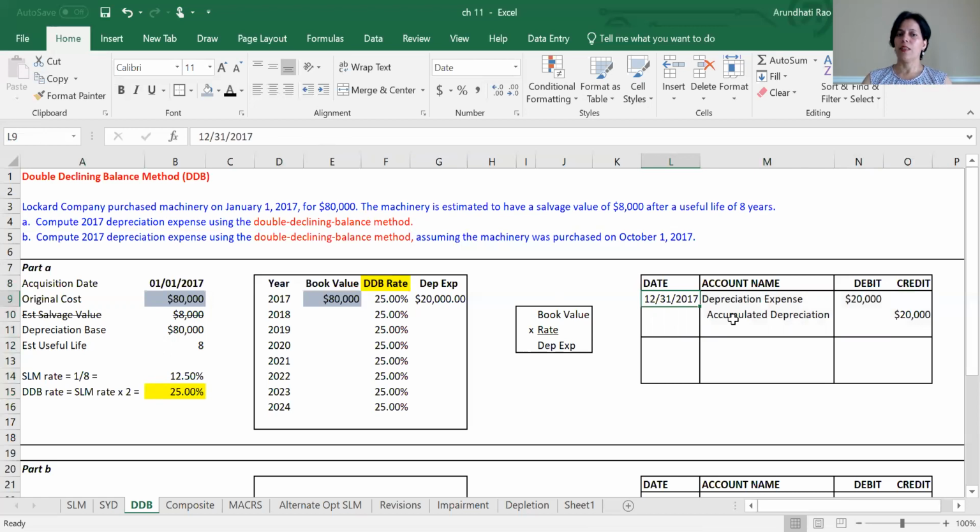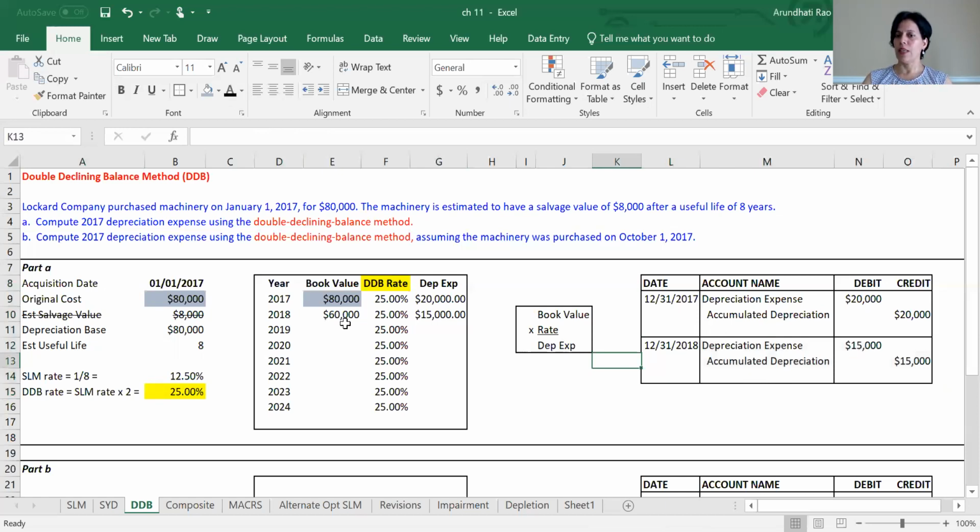What is the book value of the asset after this journal entry? Book value is original cost minus accumulated depreciation. So my new book value is down to $60,000. In the second year, my depreciation is calculated as 60,000 times 25%, which is going to be $15,000. So at the end of my second year, when I do my adjusting entry at the end of the year, it's going to be depreciation expense debit, accumulated depreciation credit for $15,000.